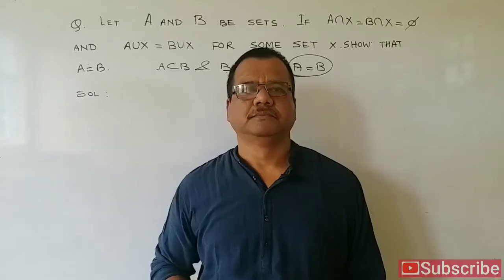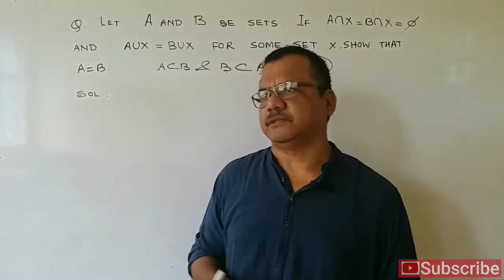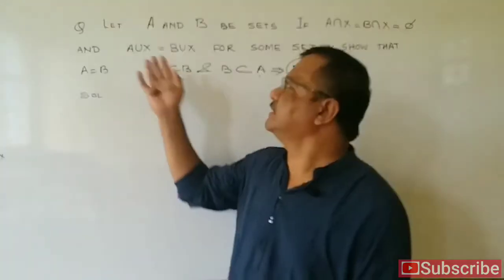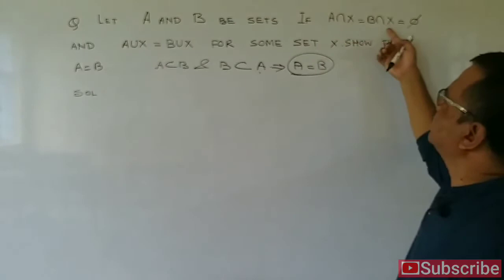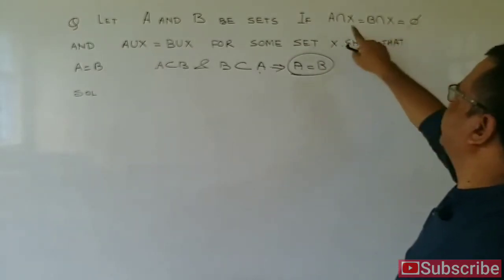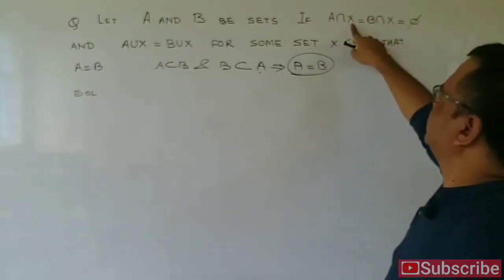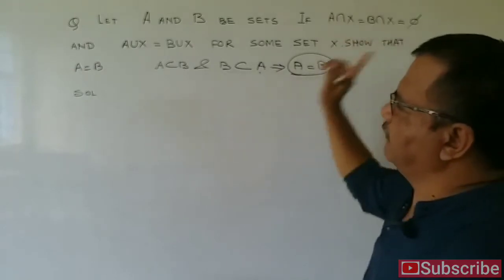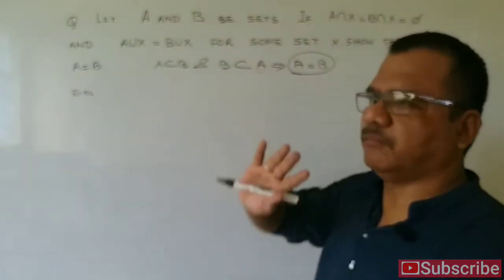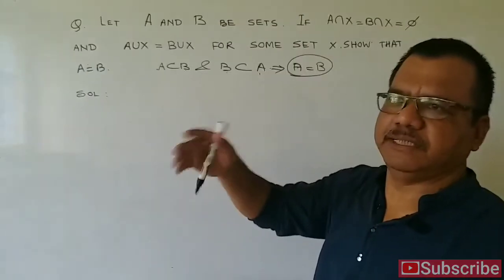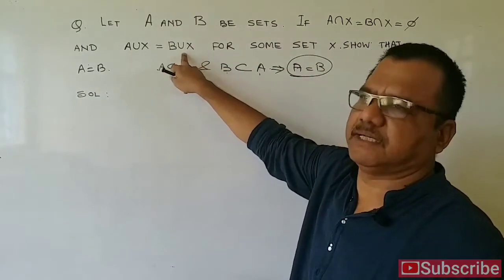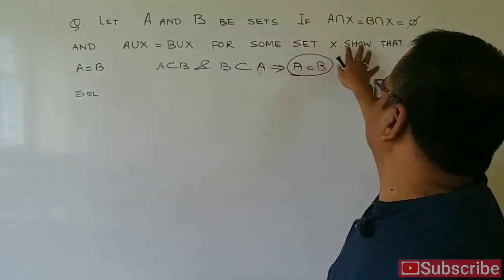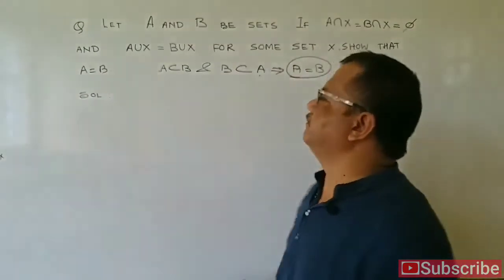conclusion. So let us take another question, and the question is: let A and B be sets. If A intersection X is equal to B intersection X is equal to phi, that means X is disjoint to both A and B. Okay, that means X has no common elements with A and B. Then A union X is equal to B union X. This is the second condition for some set X, and that is assumed, so that A is equal to B.